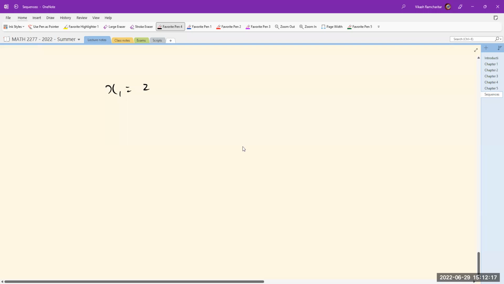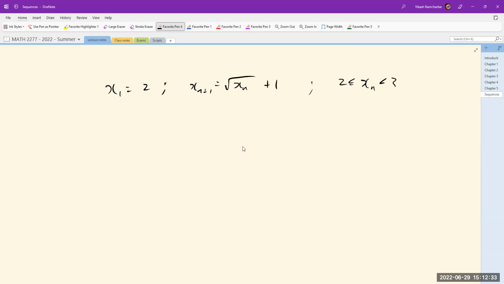So our sequence was x_1 equals 2, and x_{n+1} is the square root of the term before it plus 1. We know that all of the terms are bigger than or equal to 2 and less than 3. And we know it's increasing, but it's bounded above by 3, so it can't get bigger than 3. But the question now is, is 3 the supremum of the range of x_n?